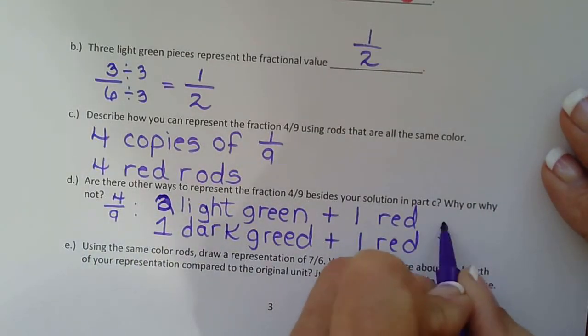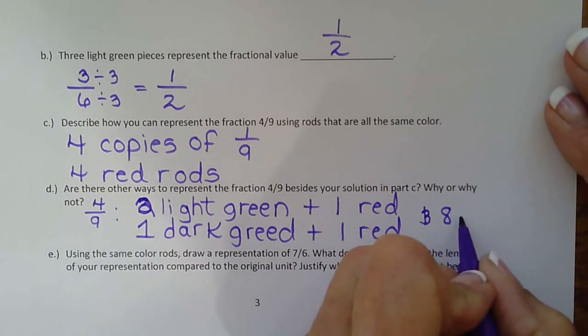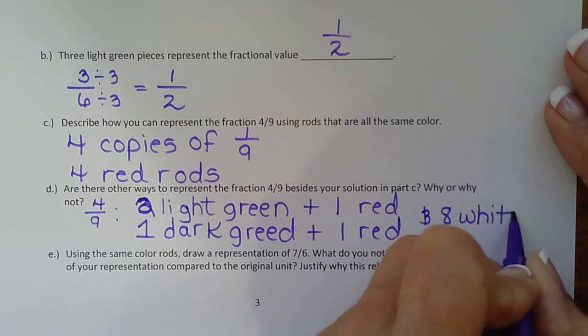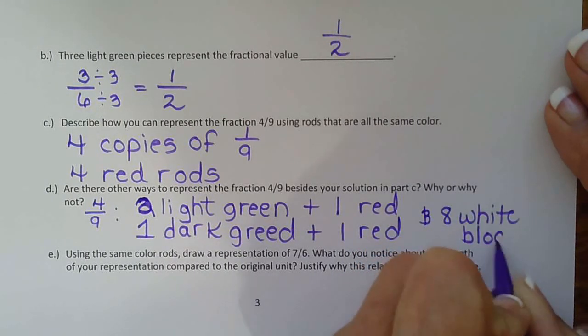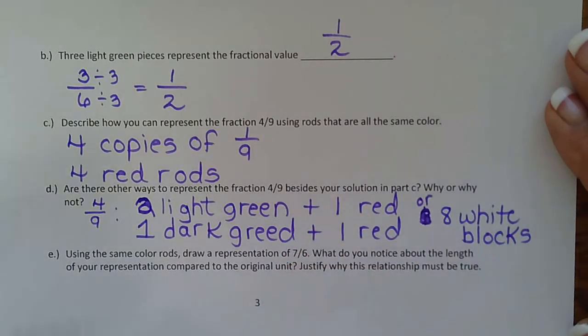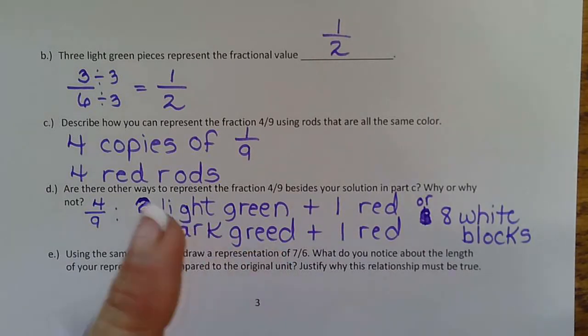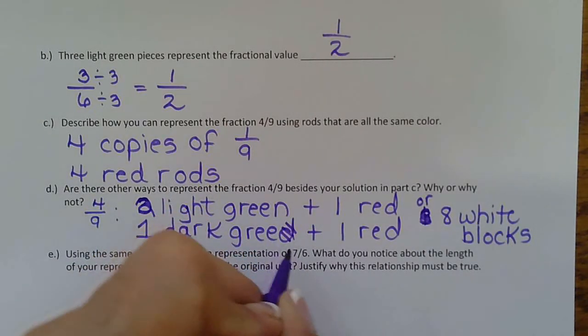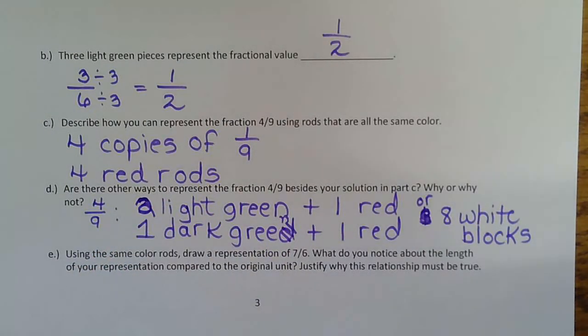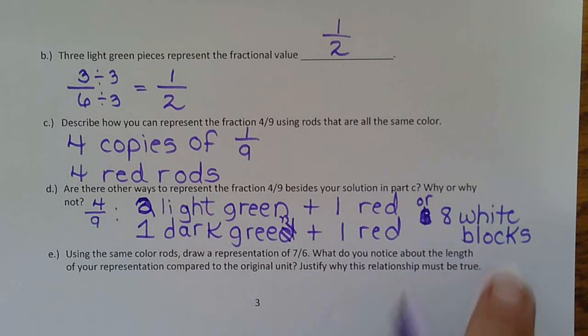And then we'll say, and 8 white blocks. So maybe we should say or. So 4/9 could be 2 light green and 1 red, 1 dark green. Oh, jeepers. Did you guys see me do that? 1 dark green plus 1 red, or 8 white blocks.